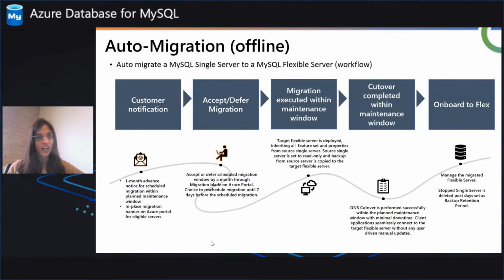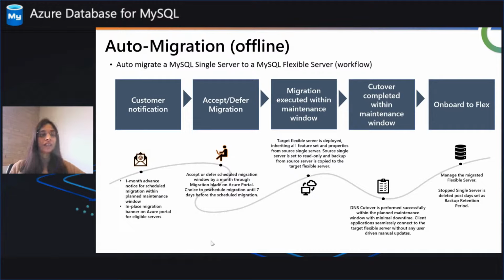Let's take a look at the auto migration workflow and the various milestones and phases that you would go through. Once the service has identified your server as an eligible workload to be auto migrated, we'll send you a 1-month advance notice for the scheduled migration. You can see alerts for auto migration by navigating to Service Health on the Azure portal. In addition to that, you'll see an in-place migration banner for your eligible server on the overview page itself.